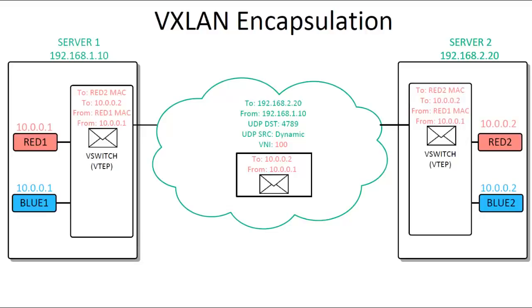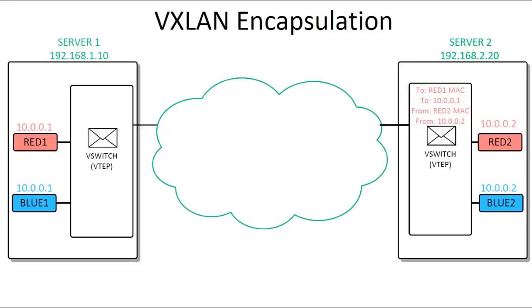The VTEP then strips off all the outer headers, leaving the original packet from Red 1 to Red 2. This packet is forwarded to Red 2. Red 2 has no knowledge of the VXLAN-based encapsulation that was required to get this packet to it. Let's review this by looking at it quickly in reverse.